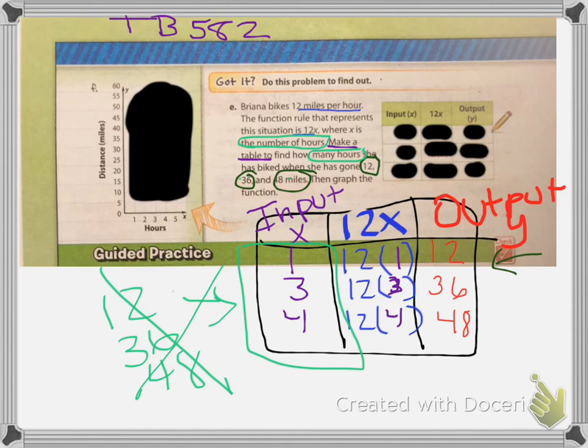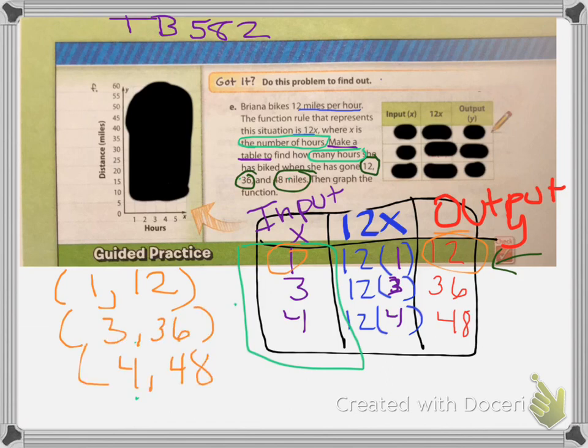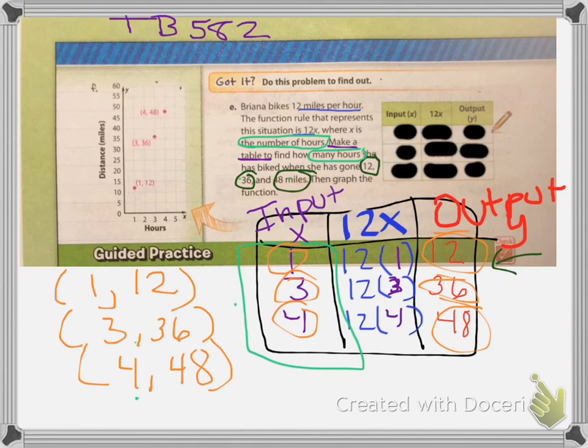But then they want you to use them as ordered pairs to plot them on a graph. So that's our very last step. Very, very important for you to know how to do. So let's go ahead and do that. Our ordered pairs are going to be this. 1, 12. We got that from here and here. 3, 36, and 4, 48. We got those from here and here and here and here. Then we come over here to our graph and we plot those points right here, which is what you'll see. The 1, 12, the 3, 36, and the 4, 48.